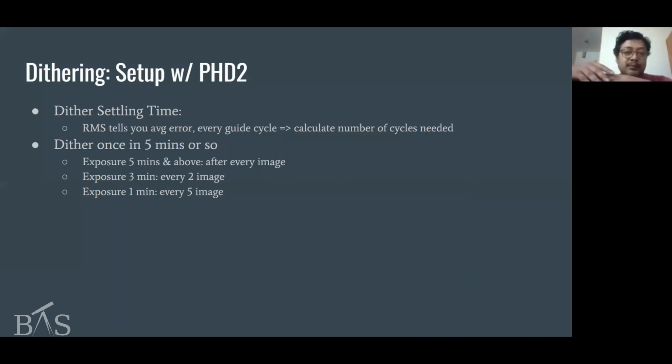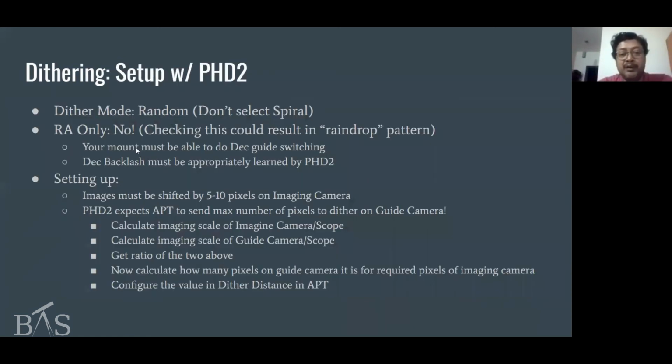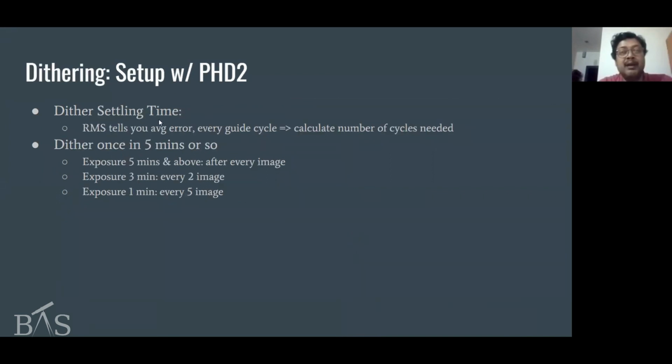Okay. So let's say you have moved the star by 10 pixels on the guide camera, and your RMS is somewhere around 1 pixel, just for the calculation, and your guide exposures are 2 seconds. You need to drop down from 10 pixels to 1 pixel, so how many exposures are required? 10 exposures are required. So that is 10 into 2, 20 seconds. So basically, the dither settling time should be around 20 seconds. Okay, so that's how you arrive at it.